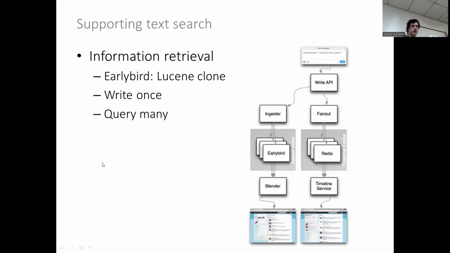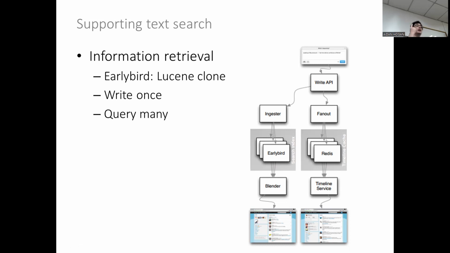In terms of text search, when I search for terremoto or temblor, this goes in a different direction. So we have to use a different set of technologies for that. We use inverted indexes. If you haven't heard of those, we'll see those in the course. We use a Lucene clone called Earlybird, which is an implementation of inverted indexes.